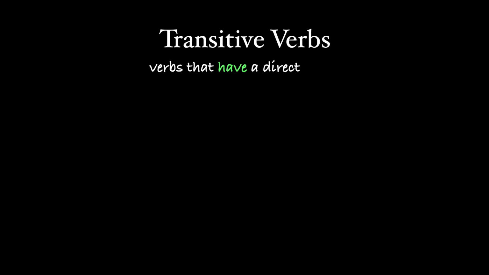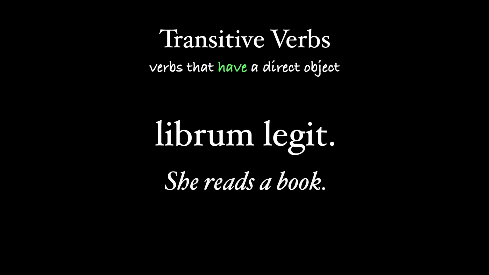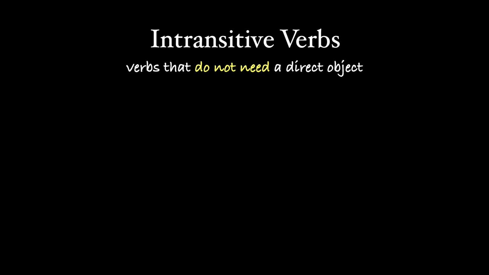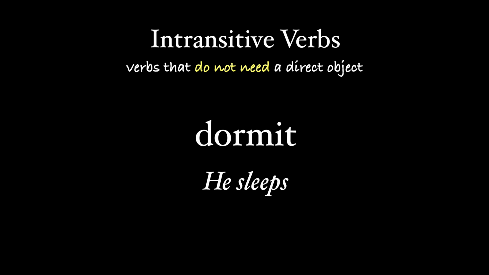Transitive verbs are verbs that take a direct object. In Latin, this would usually be the accusative case, like she reads a book, librum legit. But intransitive verbs don't need an object, like he sleeps, dormit, which does not have an accusative.